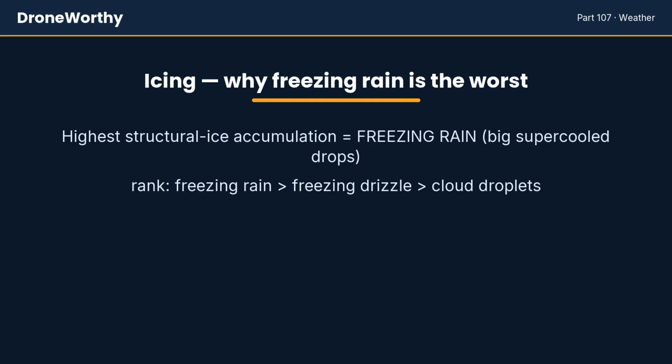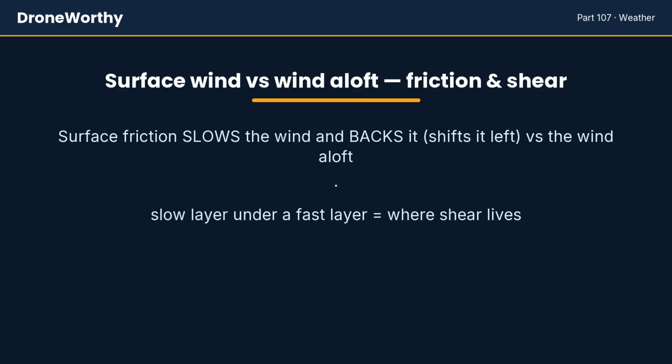Rank it. Freezing rain builds ice the fastest, then freezing drizzle with its smaller drops, and cloud droplets are the slowest. So if you see highest accumulation rate, the answer is freezing rain. Big drops, big ice. One more, and it ties right back to shear.